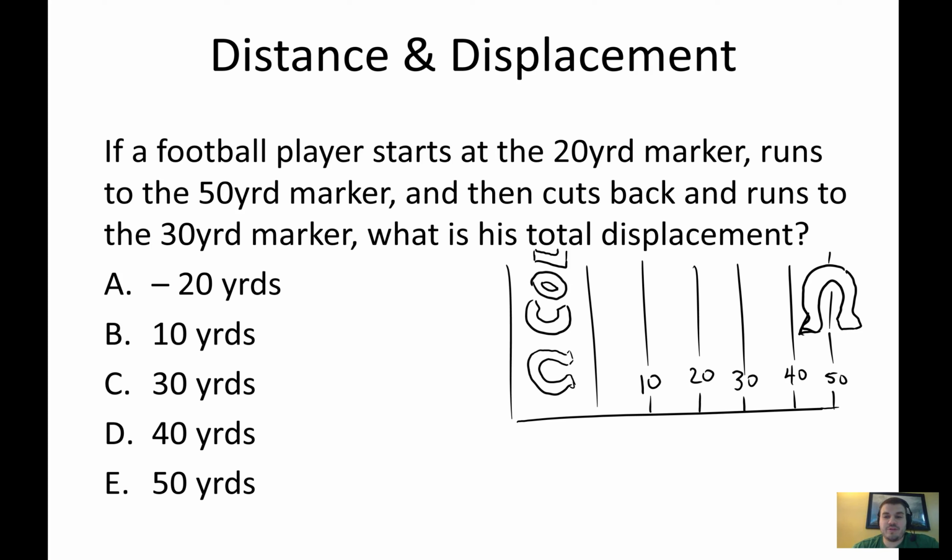All right, now we have a football player who starts at the 20-yard line, runs to the 50-yard marker, and then cuts back to the 30-yard marker. We're asked, what's the total displacement? Take a moment to come up with your own answer. Okay, so remember it is final minus initial. So that would be a displacement of 10 yards.